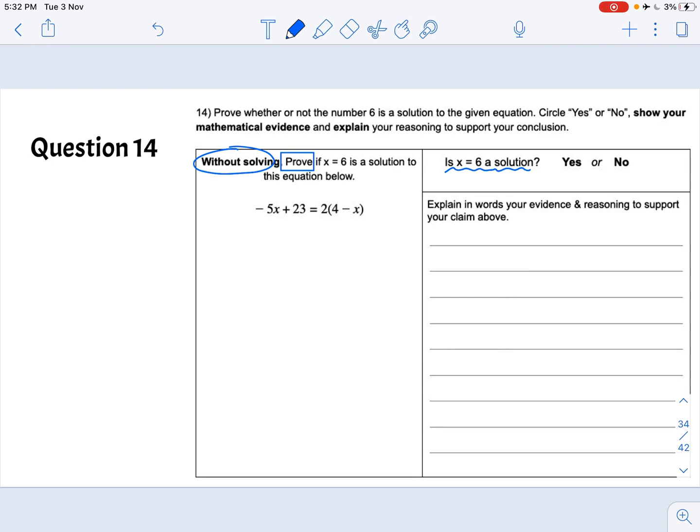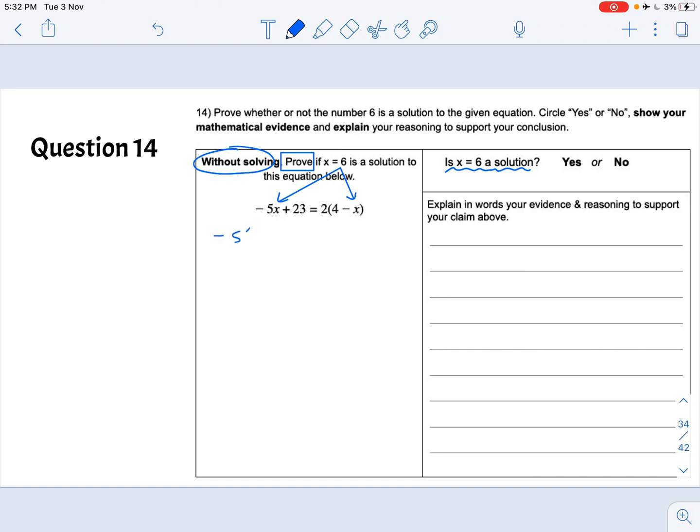When we did our previous problems with solving equations, you had to prove in all of those. And what that is, it's basically just taking your solution, the number 6, and we're going to stick it in everywhere that we see x, and we're going to see, does it work? So it's like the solving's already been done for you. That's why it says without solving. We're just checking to see, is 6 an actual answer?